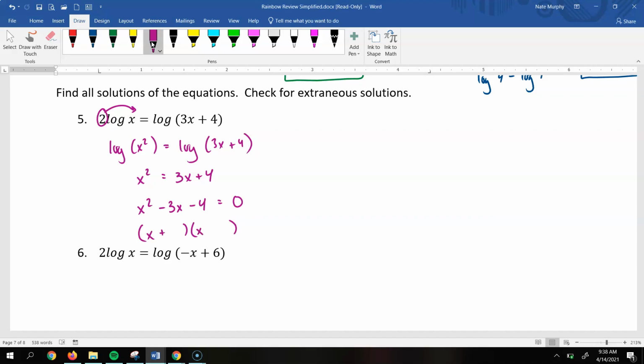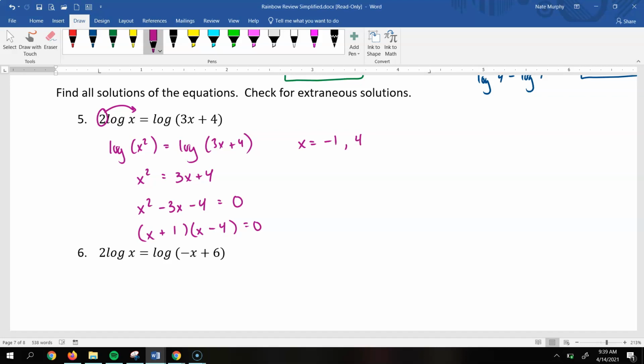So that's going to be a positive 1 and a negative 4, because 1 times negative 4 would be negative 4, and positive 1 plus a negative 4 would be negative 3. So that would be their factored form. And so to solve for x, we're going to set each of those equal to 0. When you do that, we get negative 1 and positive 4.